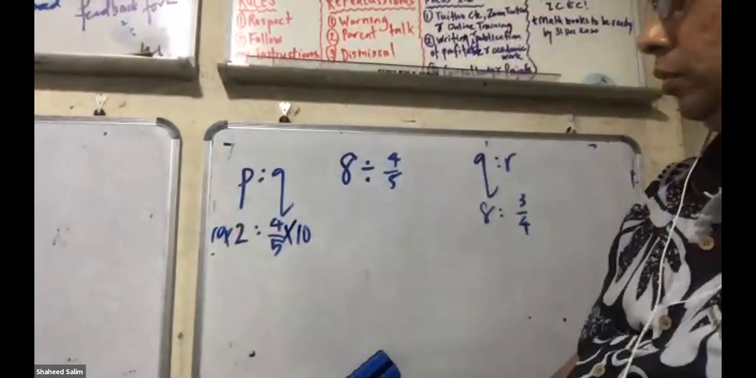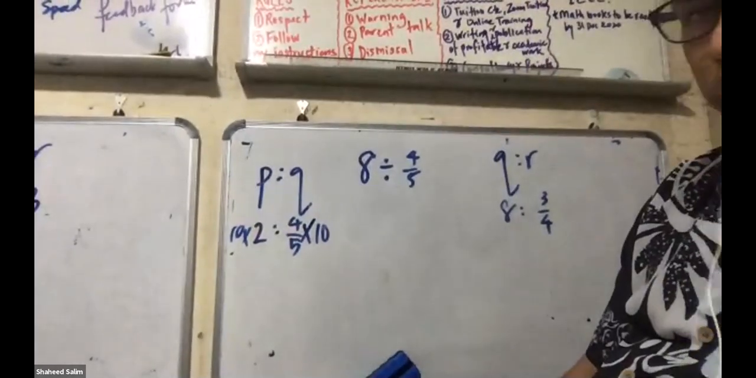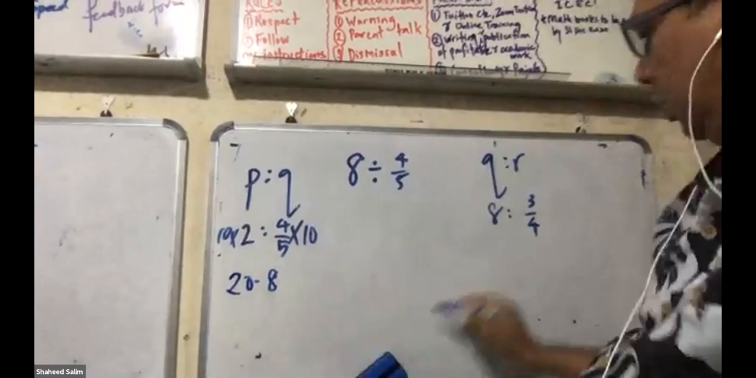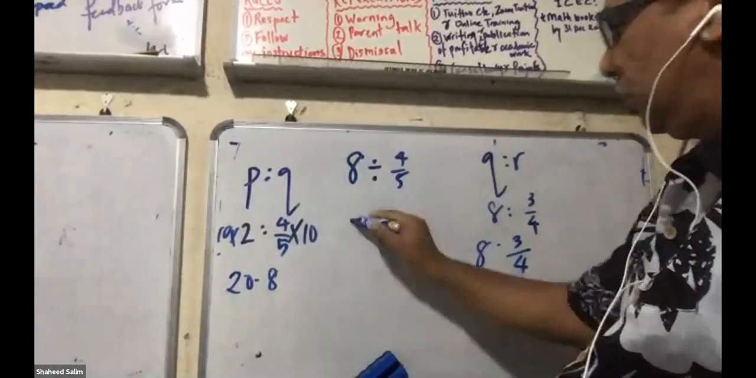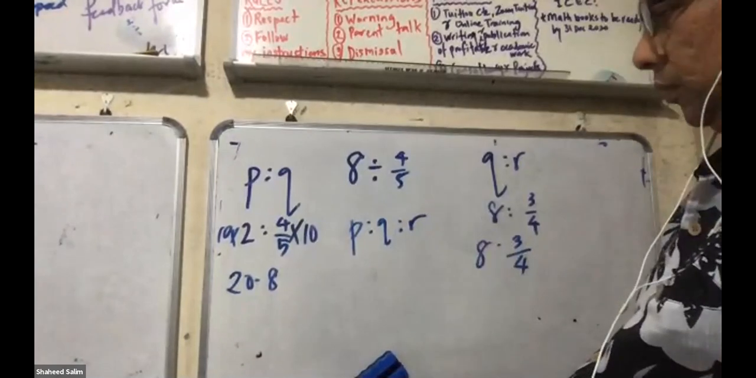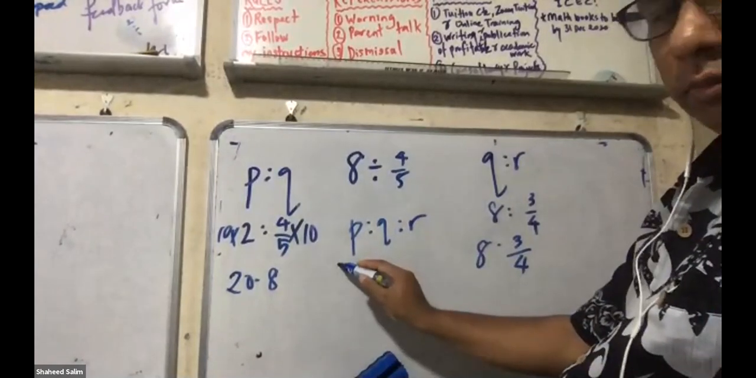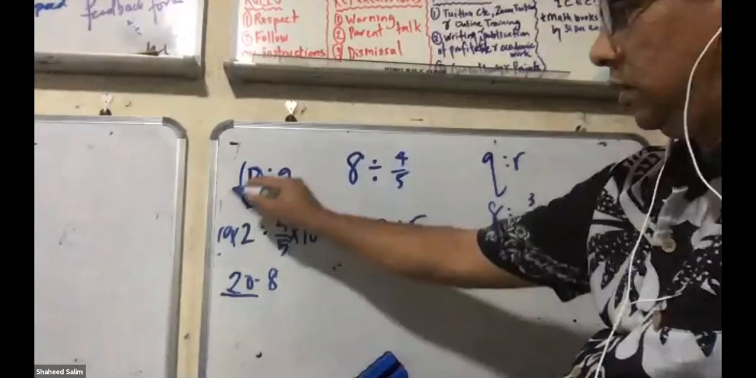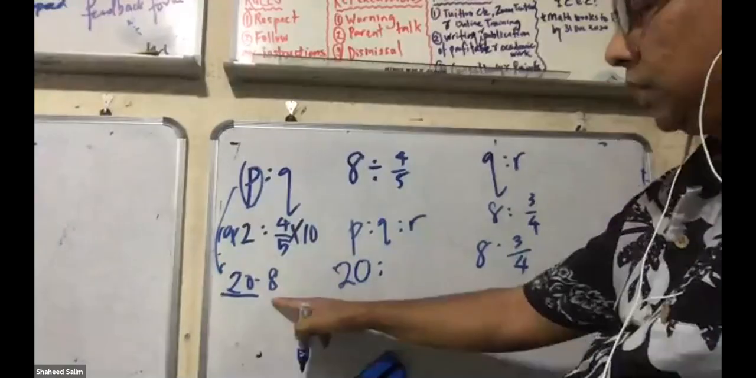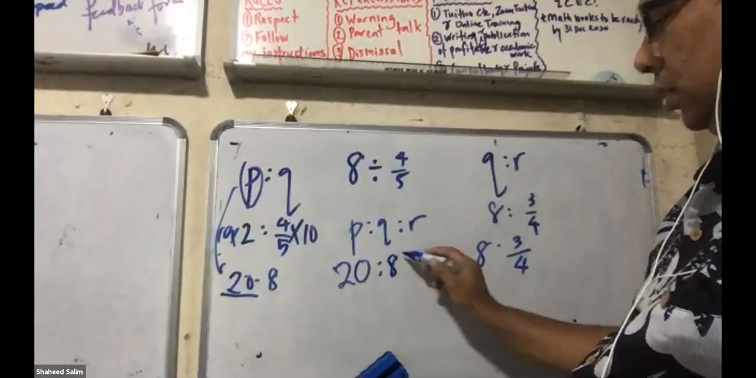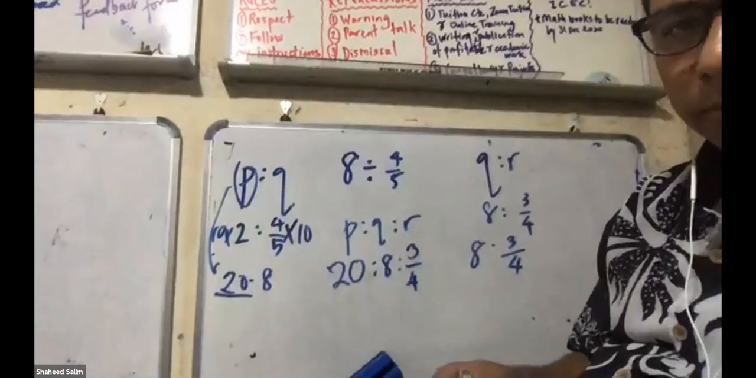So what is your ratio now? P is to Q, 20 is to 8. Now here 8 is to 3/4. So PQR would be, P is how much? 20, use this one. Is to 8, 8 is to 3 over 4. Okay, that's how you do this. Are you clear on this one? Yeah, quite clear. Okay, I'm going to give you one question on my own.